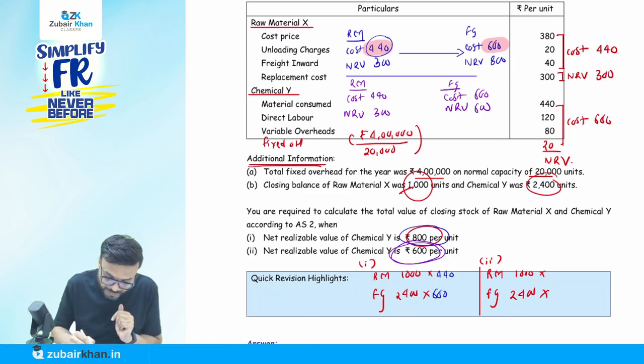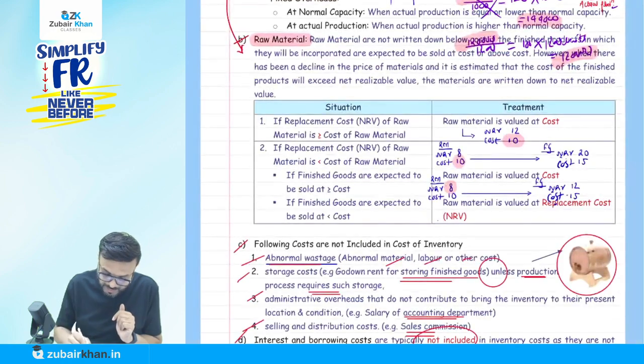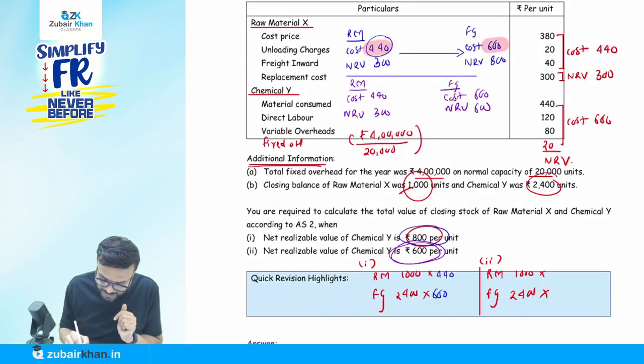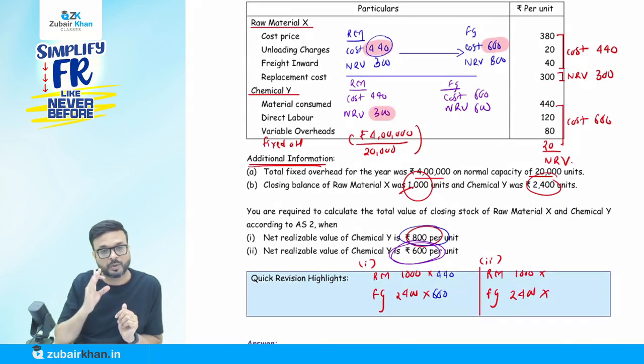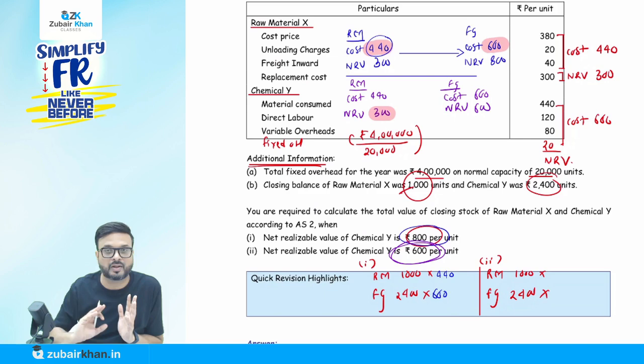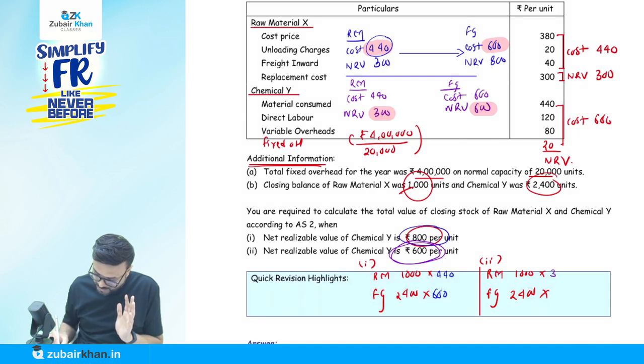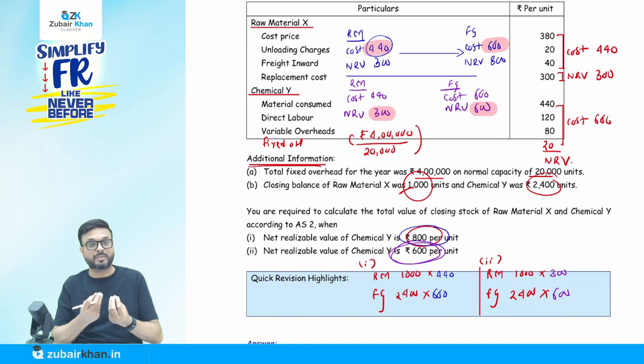So at what price do I have to do the valuation? NRV only here. So I will take NRV, the lower, because of the conservatism approach, because in future also finished goods are not able to recover the loss. The cost is 660, NRV is 600. So at what price do we do the valuation here? 300, and here 600. Simple, done. 7 marks is yours.